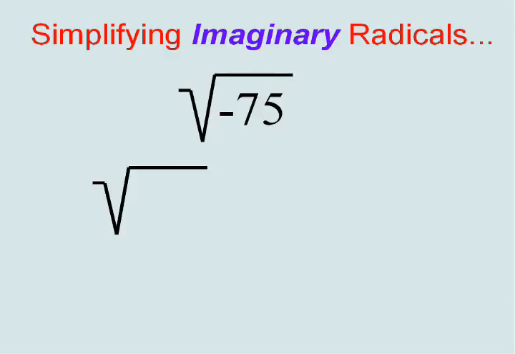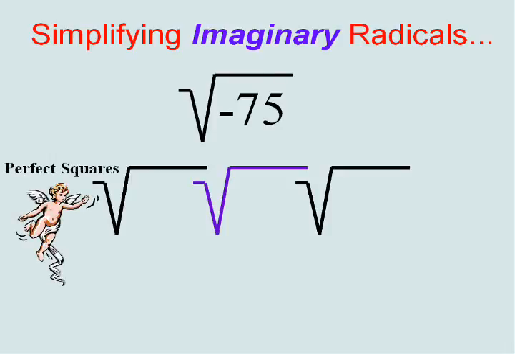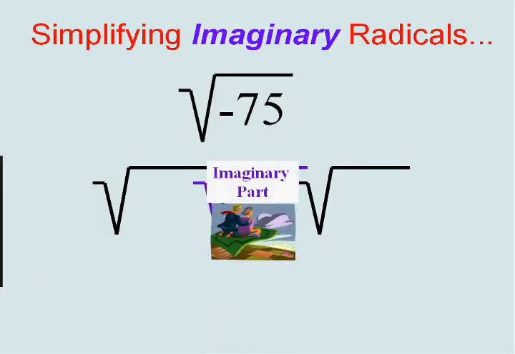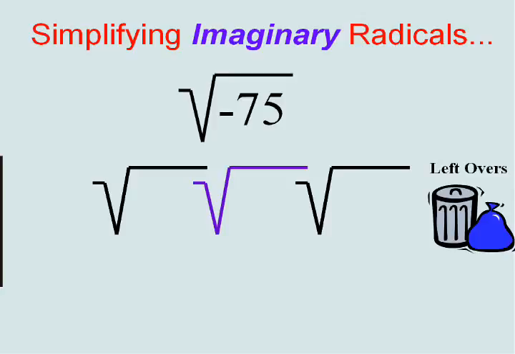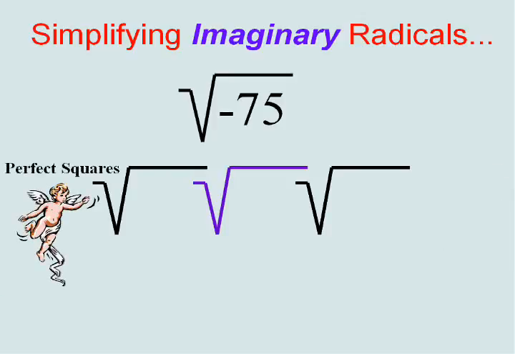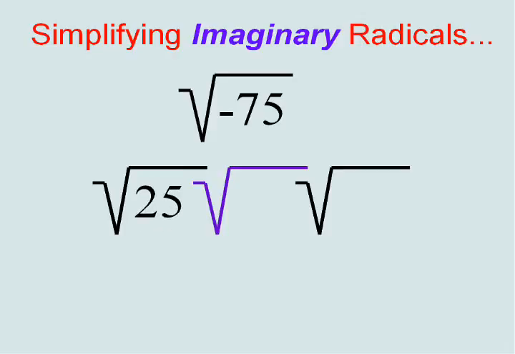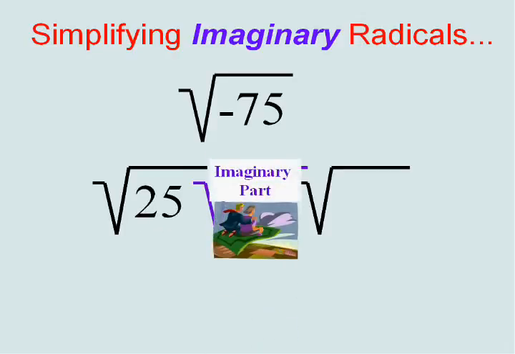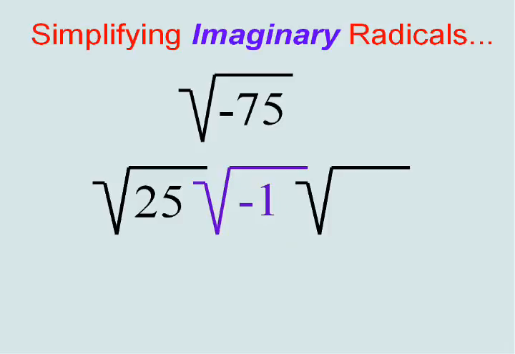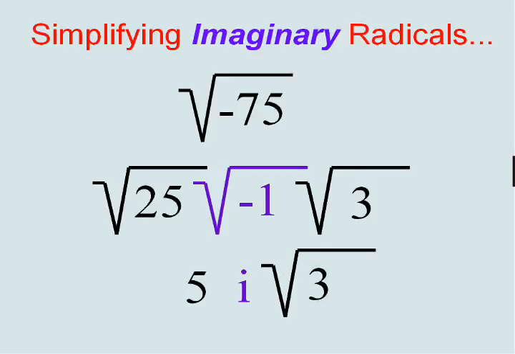We'll do one more. The perfect part, the imaginary part, and the garbage. Now what are they? The perfect part, the imaginary part, and the leftovers. Think about it. The perfect part, 25. The imaginary part, i. It's always the same. And the leftover. Now, it's always 3 steps. 5i radical 3.